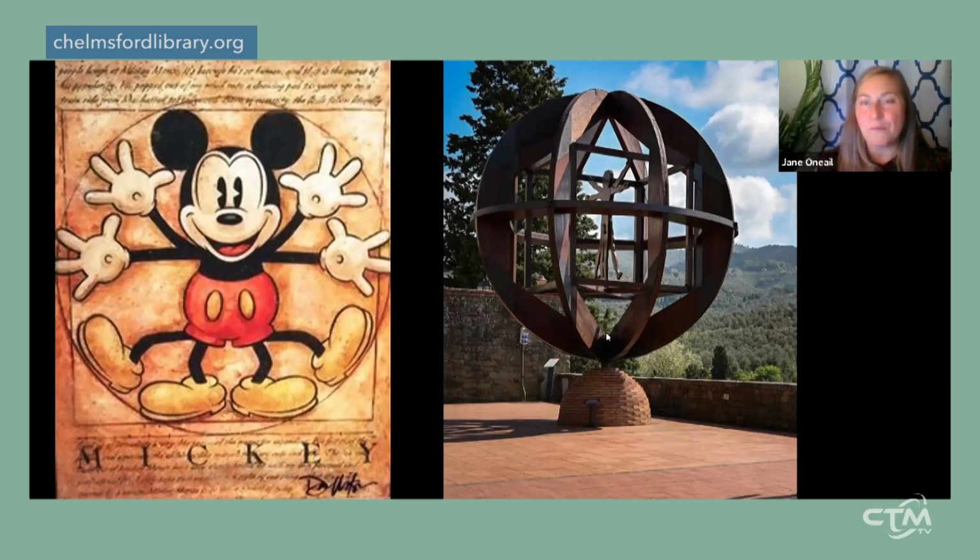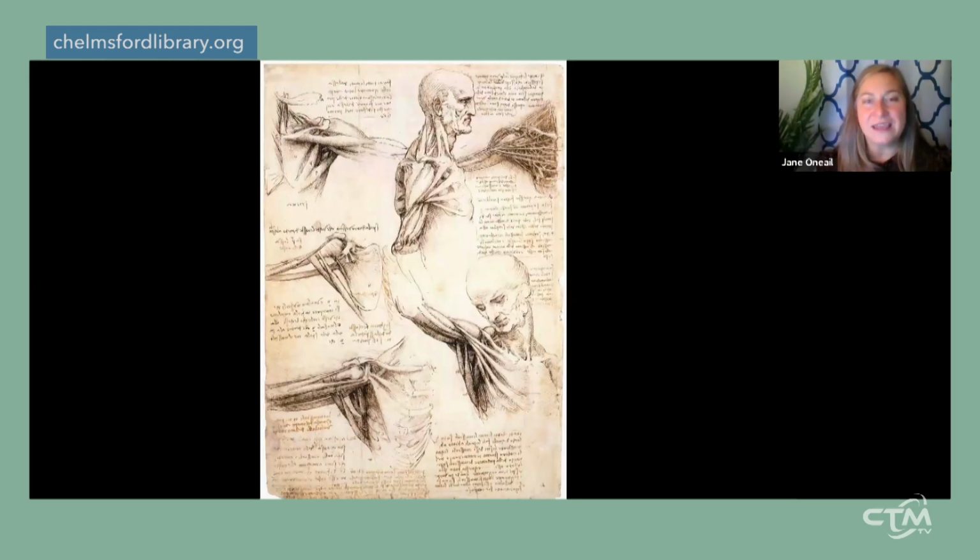Now, this is not where Da Vinci's exploration of the human body ends, not by any stretch of the imagination. He continued to explore the human body for years. Leonardo da Vinci famously dissected somewhere between 30 to 50 cadavers during his lifetime without the aid of refrigeration. So this was something that he was very determined to do.